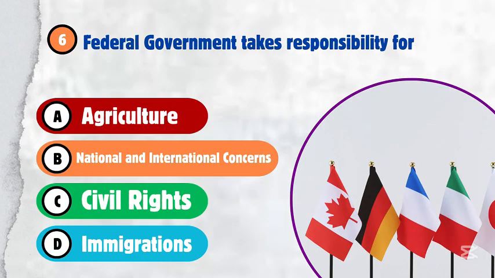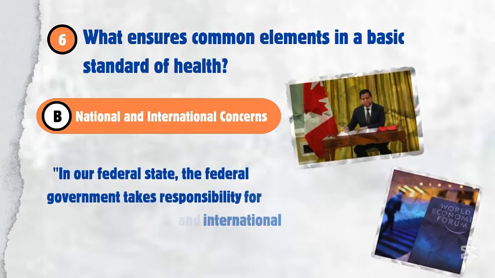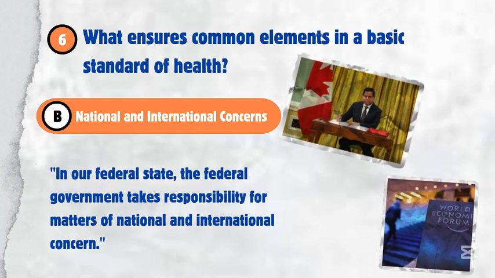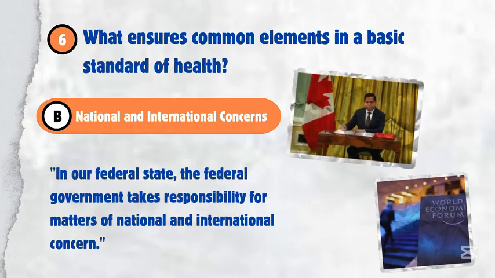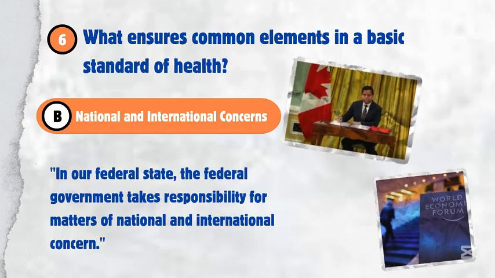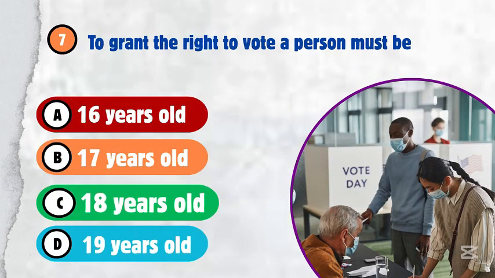6. The federal government takes responsibility for A. Agriculture, B. National and international concerns, C. Civil rights, D. Immigrations. Answer: B. National and international concerns. In our federal state, the federal government takes responsibility for matters of national and international concern.